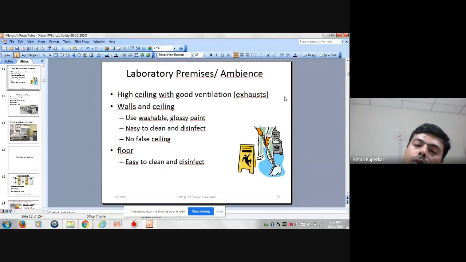Now, when you talk about the walls and the ceiling, unlike the normal flat or normal bungalow-like system, they should be colored with washable and glossy paints, so that in laboratories, specifically the organic chemistry laboratories from where a lot of fumes are generated, when the wall becomes dull after long usage, it could be cleaned or washed using some disinfectants. In the same way, it should be very easy to clean.